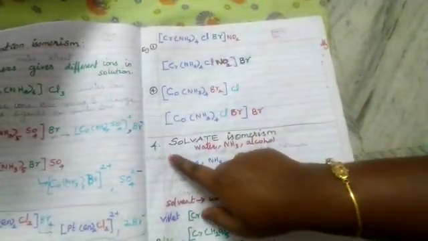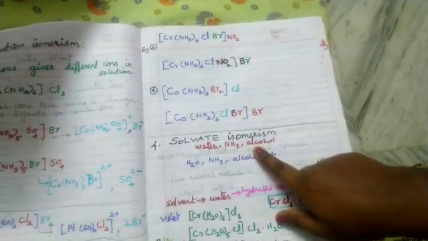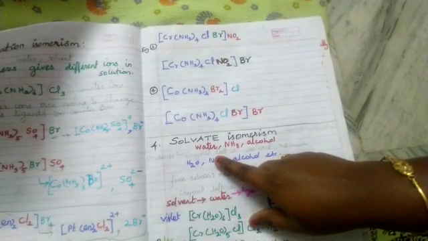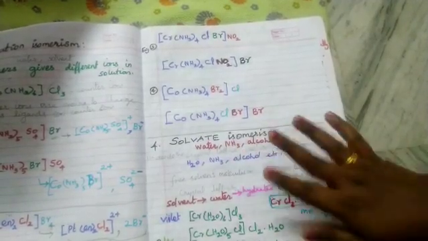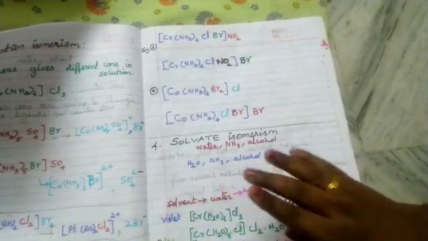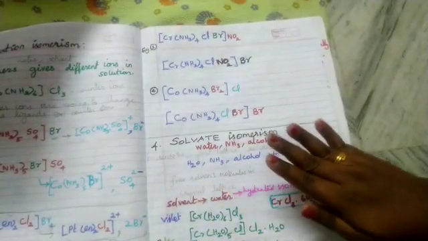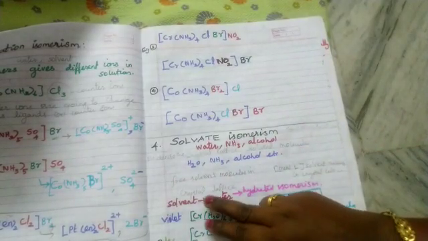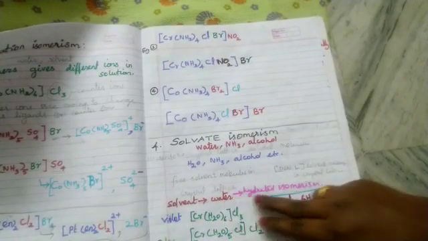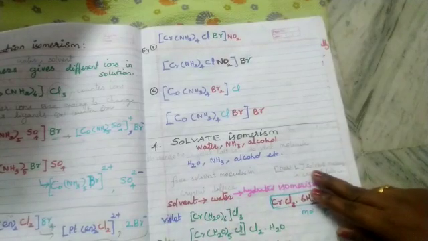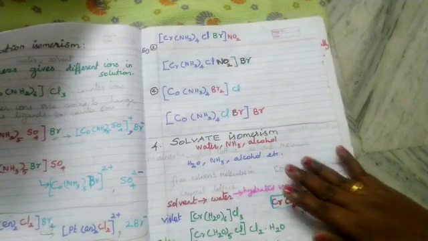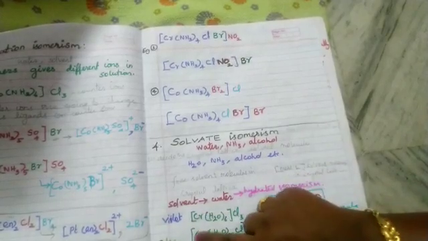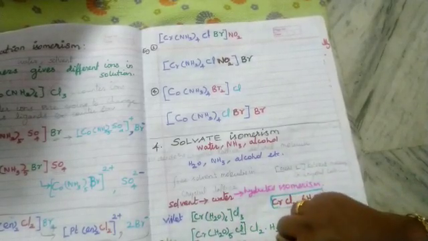And what is the fourth one? Solvate isomerism. Solvate means you have to use a solvent here. So what is the solvent? Water, ammonia and alcohols. This denotes the crystal lattice solvent molecules. These are the free solvent molecules in a crystal lattice, and otherwise the metal-ligand solvent molecules in the crystal lattice.